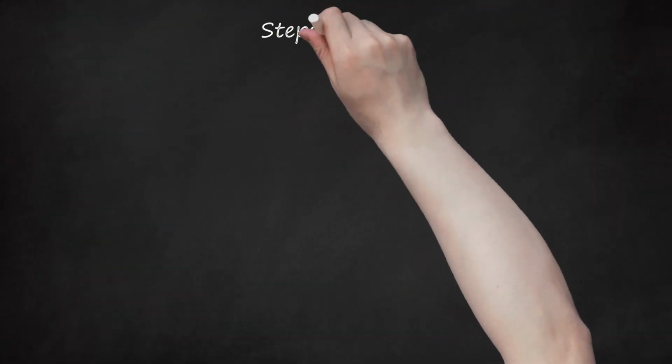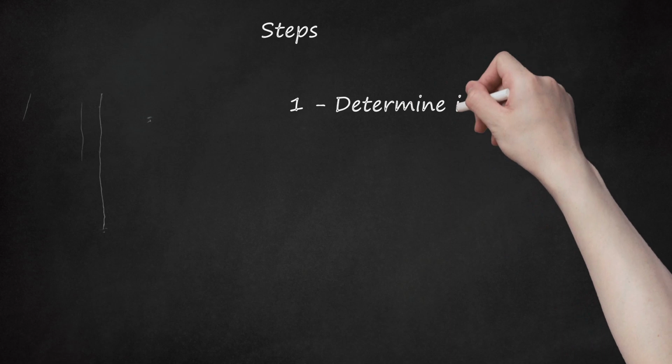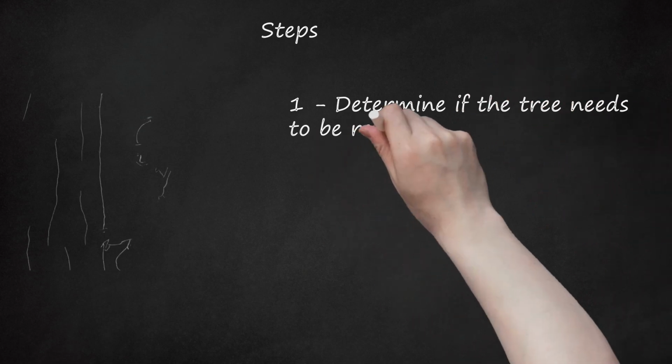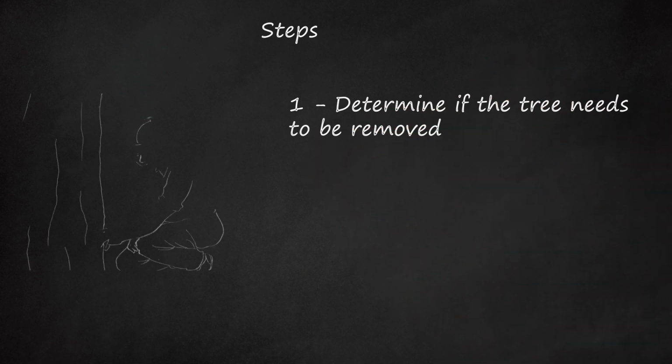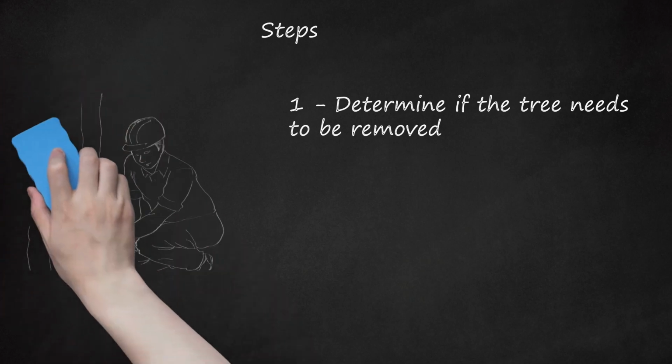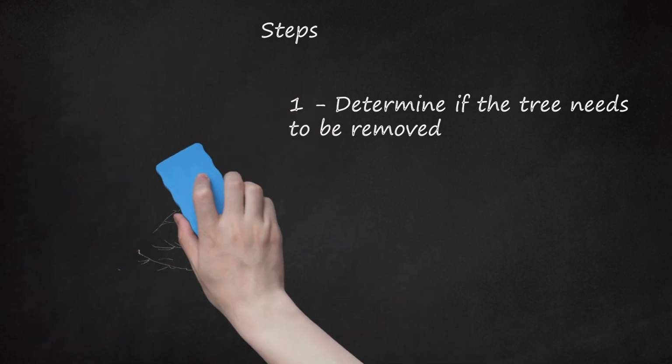Steps. 1. Determine if the tree needs to be removed. You might only need to remove a few branches if the tree is interfering with another object. If you are unsure if the tree is dead or dying, you can call an arborist or tree doctor to diagnose the problem.